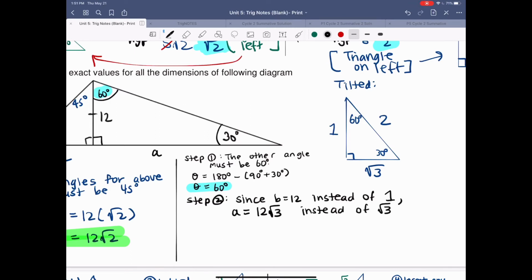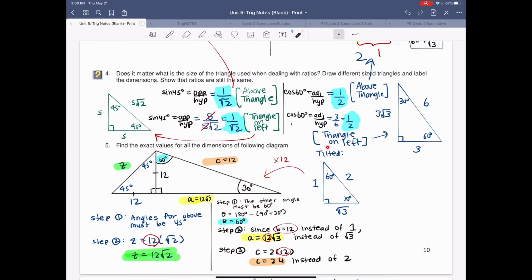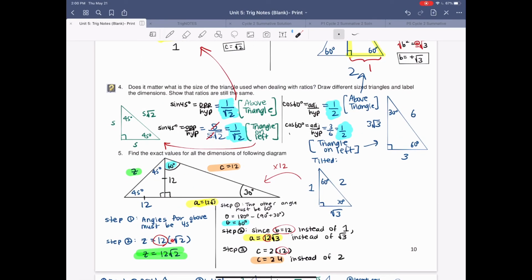of square root 3. For my step 3, instead of 2, I should have 2 times 12. So I'm going to write 2 times 12 for my hypotenuse. And so c equals 24 instead of 2 because I times that by 12. So you basically times 12 from the special triangle to this triangle, and you also times 12 from this triangle to this triangle. Okay, and I circled the fact that we are changing it by a factor of 12.